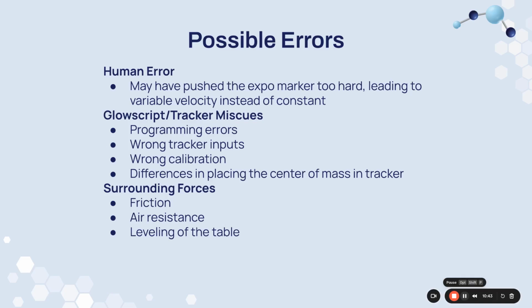So, why did this happen? Well, there are a few possible errors that could have been made. Firstly, we may have pushed the expo marker too hard, which led to a variable velocity instead of constant due to that acceleration in the beginning. Then, there could have been programming errors, wrong Tracker inputs, wrong calibration, and differences in placing the center of mass in Tracker. And the big one is that there were surrounding forces that weren't taken account for, such as friction, air resistance, and leveling of the table, among other things.